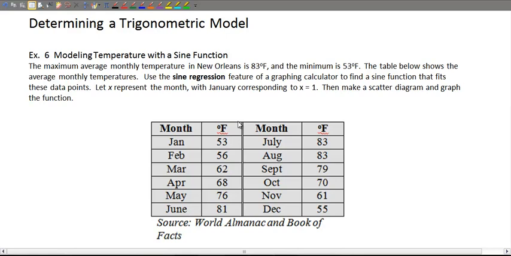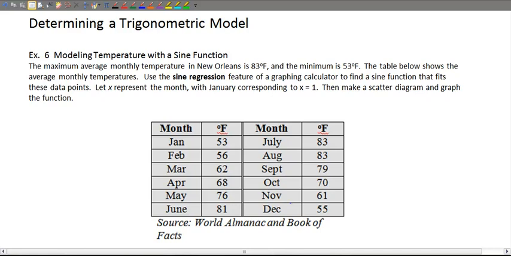So the last thing we're going to talk about in this section is we're going to model a sine function. This example right here is going to model the temperature for New Orleans. And we can see here that we have the monthly temperatures all the way from January to December. And we are going to graph this and be able to determine an equation of this graph.